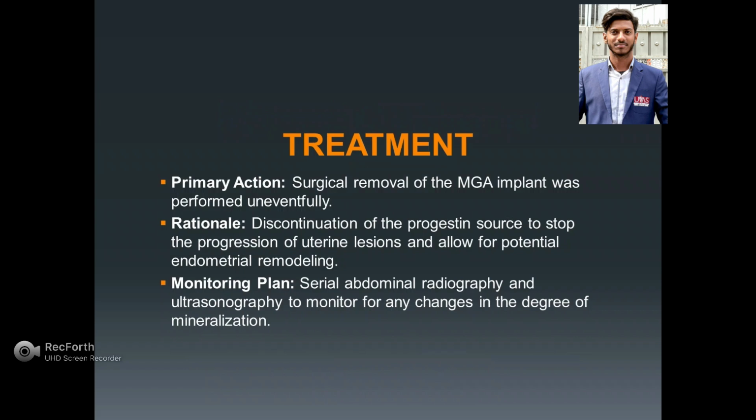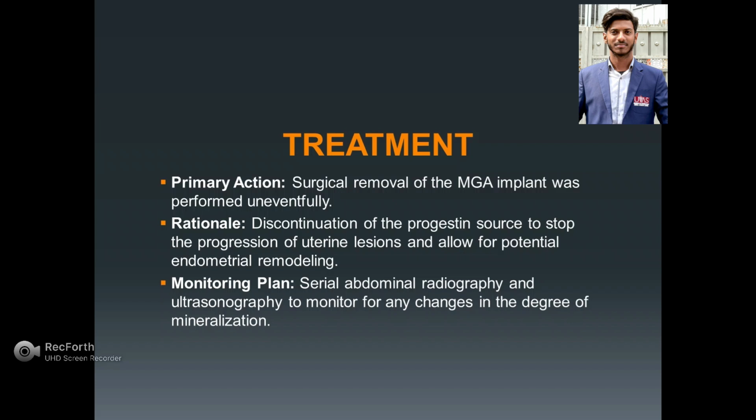Moving to the treatment, the only direct treatment was to remove the source of the problem, that is the melengestrol acetate implant. This was done surgically without complication. The rationale for the treatment: you can't reverse the mineralization that is already there, but you can stop the progression by removing the progesterone source. You halt the ongoing stimulus causing the endometrial changes, potentially allowing the body to undergo some remodeling.